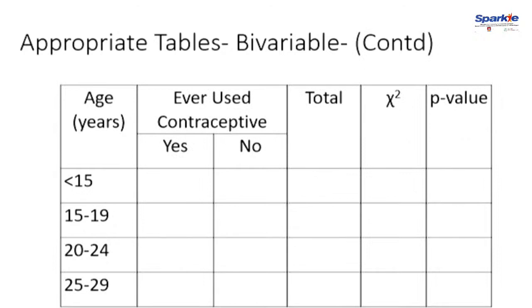Appropriate tables by variable. How many variables do we have here? 2 variables, age and never use contraceptive. How many levels of age do we have? 4. And how many levels of contraceptive use? 2. So, we have the total. This total will tell you about total what? Total age. Total by age category.